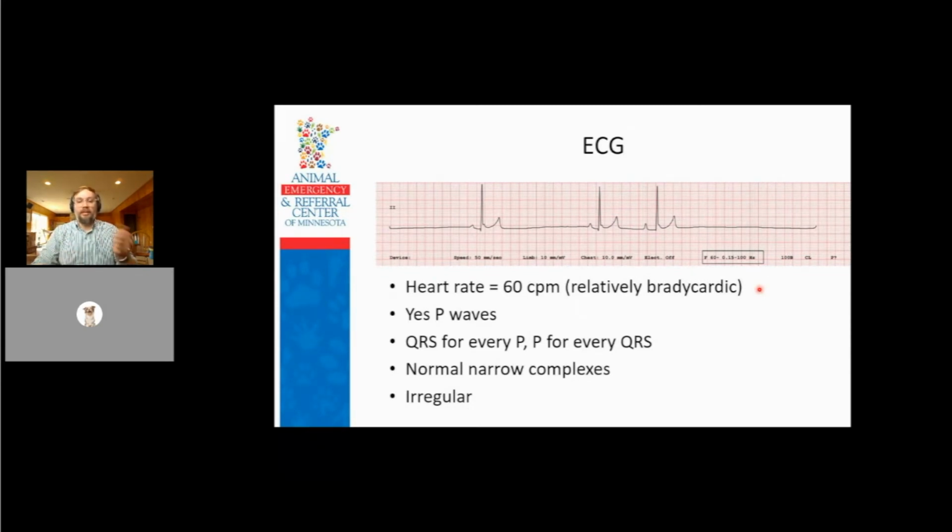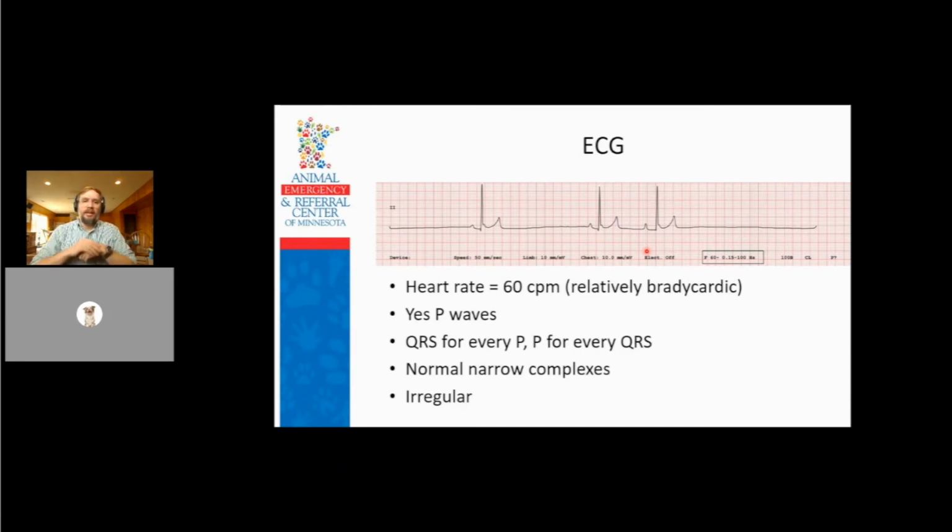Similarly, yes, we see P waves in there. We see a QRS for every one. We don't see any QRSs without a P wave, and the QRSs look narrow and normal. So yes, there are P waves, it's sinus. It's conducted normally, so we have a sinus rhythm. It's irregular, so it's a sinus arrhythmia, but it's relatively bradycardic.